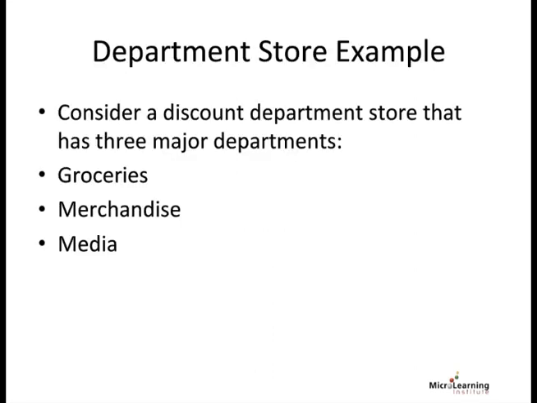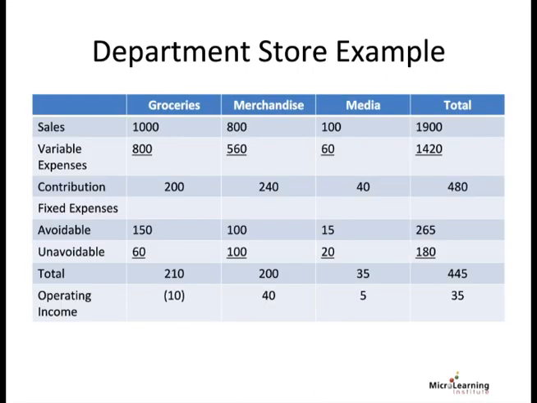Here's another example of how to make a decision whether or not to drop a segment. Consider a discount department store that has three major departments or segments: groceries, merchandise, and media. Merchandise and media are profitable, but groceries show an operating loss of $10,000. The overall company now shows a profit of $35,000.